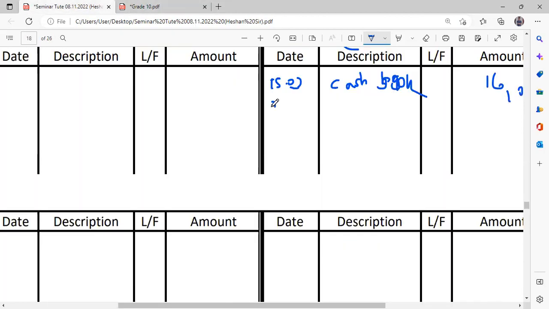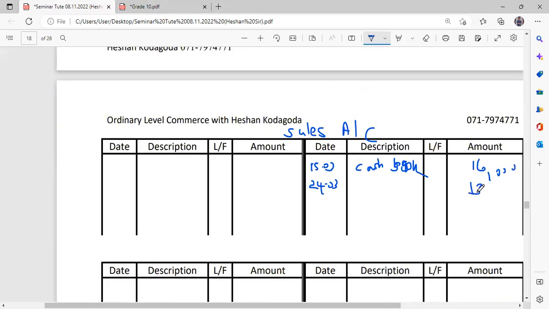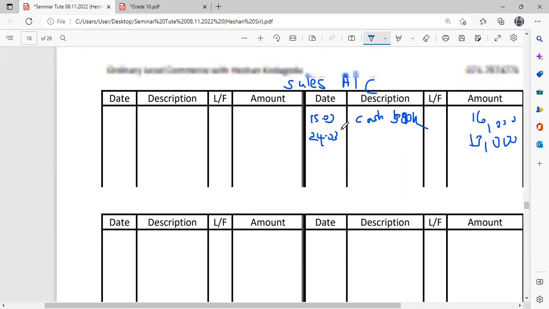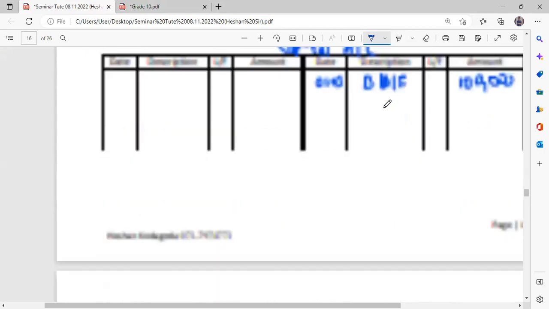24th March, we can credit the total amount. Only in the cash book do we need to enter them separately. In the sales account we can credit all together 13,000. No worries. Or if not, you can credit it separately 6,000 and 7,000. It's okay, right? Cash book. Now you know that total debit values are 13,000 and the total credit value is also 13,000. No worries, right?